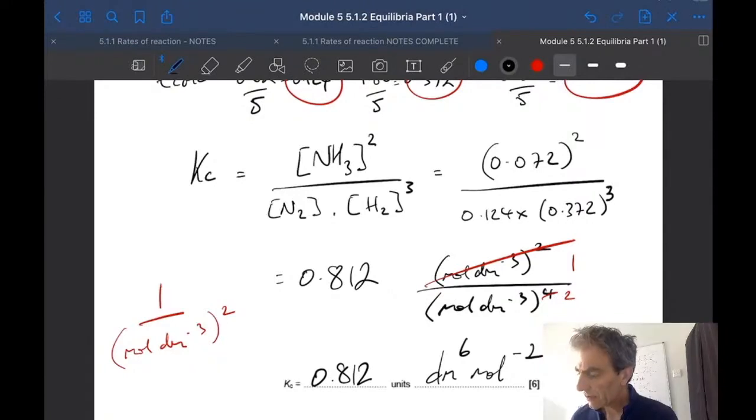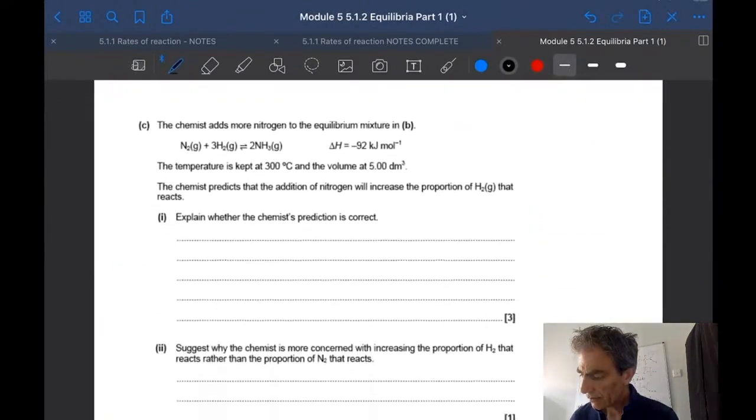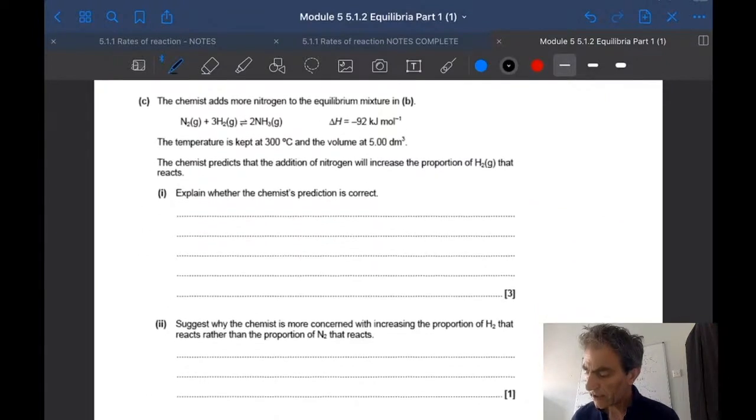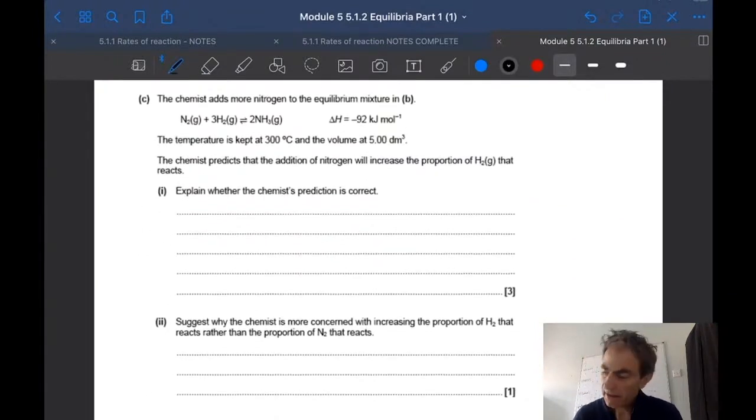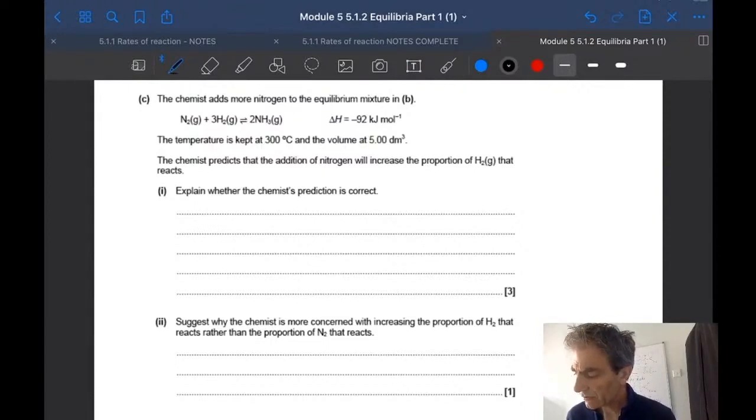So the last bit, the last page, is what I call the wordy answers. And I said in everybody's feedback that I would be really focusing in on how to answer these. Okay. Right. So the temperature is kept at 300 degrees C. The volume is kept at 5 dm cubed. The chemist predicts that addition of nitrogen, so let's just put some little annotations on here. Addition of nitrogen is going to increase the proportion of hydrogen that reacts.